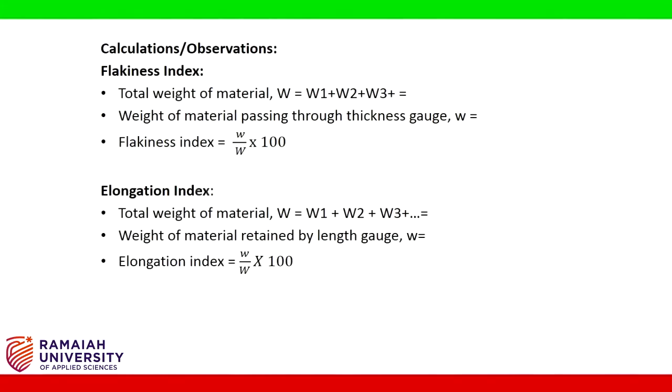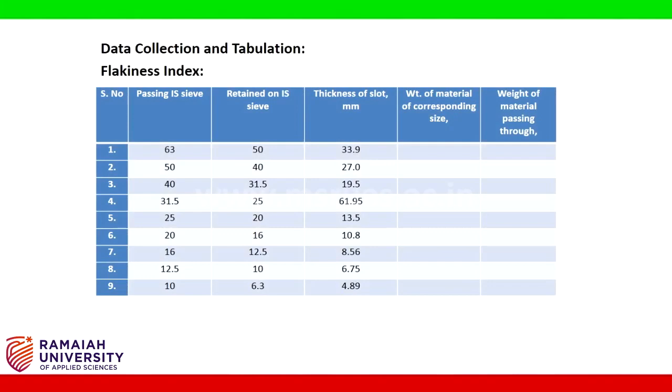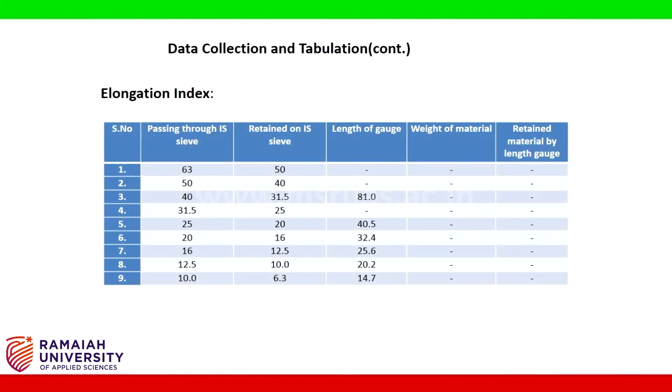Calculations and observations. Flakiness index. Total weight of material and weight of material passing through thickness gauge are noted, and flakiness index in percentage is calculated. Elongation index: total weight of material W, weight of the material retained by length gauge, and elongation index in percentage are calculated. Data collection and tabulation is as shown in the table. Data collection and tabulation for elongation index is as shown in the table.